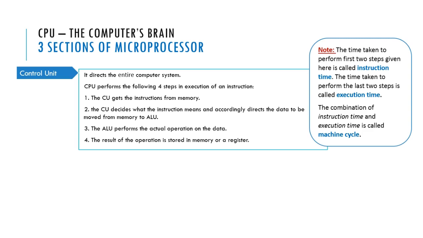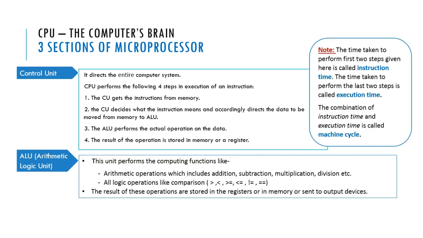Now let's see the second, that is the ALU, arithmetic logic unit. This unit performs the computing function like arithmetic operations, which include addition, subtraction, multiplication, division, etc. And second, it performs all the logical operations like comparison: less than, greater than, equals to, less than or equals to, not equals to, etc. The result of these operations are stored in the registers or in the memory or sent to the output devices.